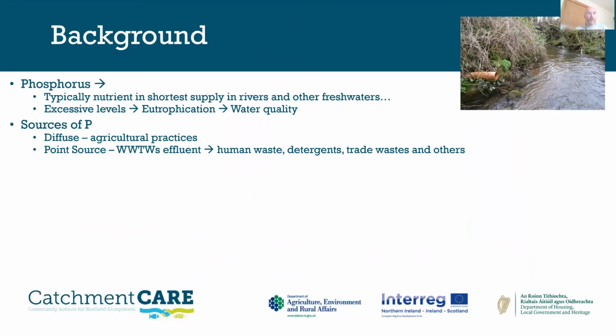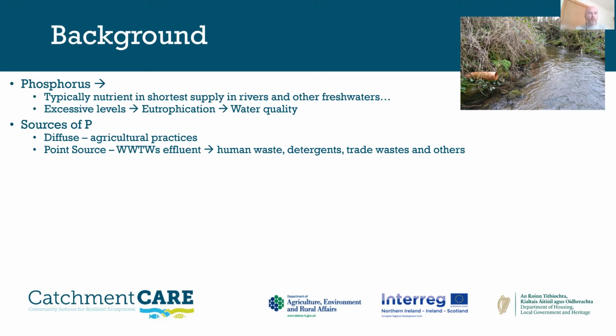So just as a background, phosphorus is typically a nutrient in shorter supply in rivers and other freshwaters. And excessive levels of phosphorus may potentially result in eutrophication. So you get things like excessive algae growth. And once the algae start to decompose, they use up the oxygen in the water, and this may essentially result in fish kills. So it has impacts on water quality, and its impacts for things like achieving the objectives of the Water Framework Directive, which aims to get all water quality of at least good status.